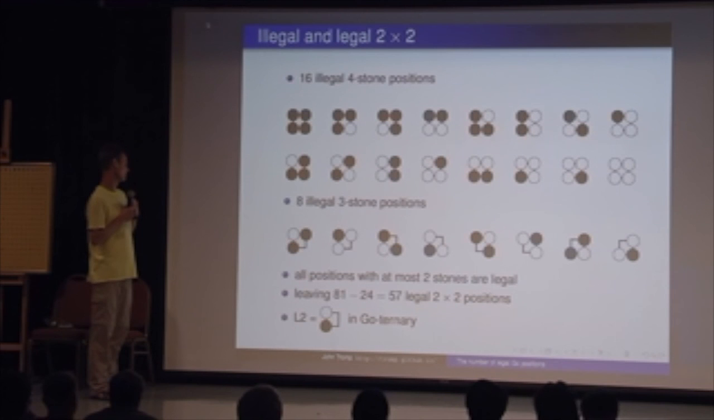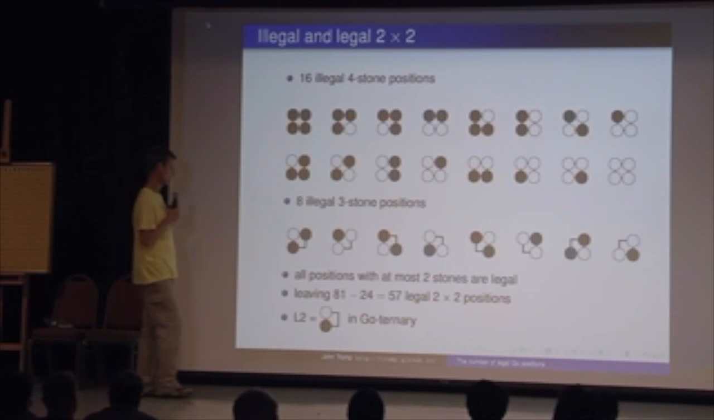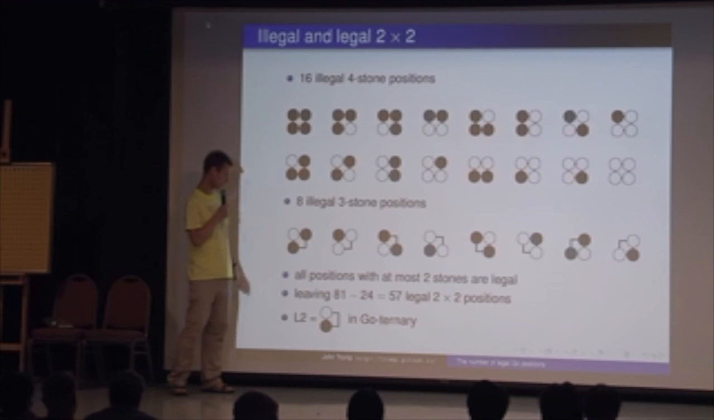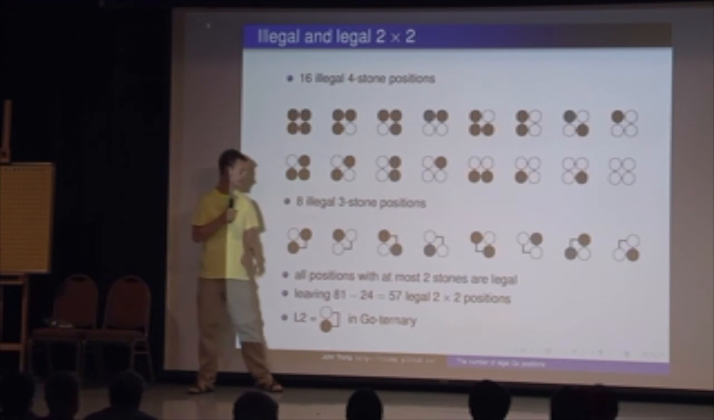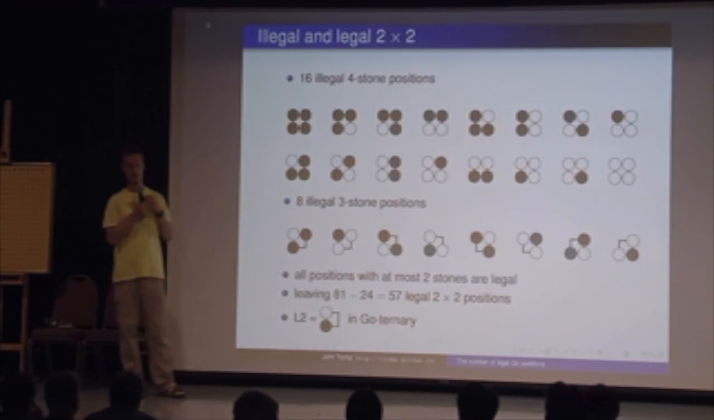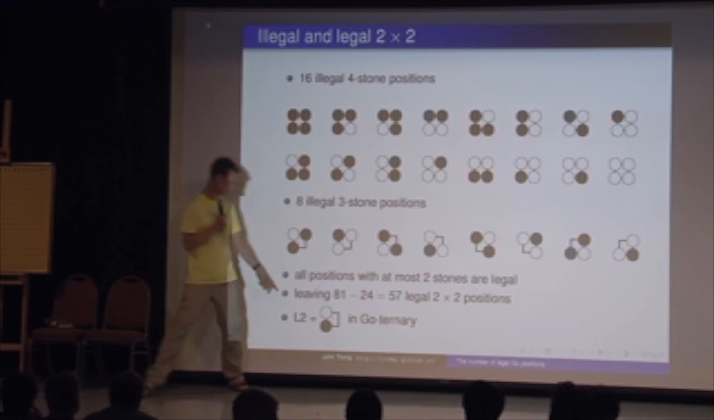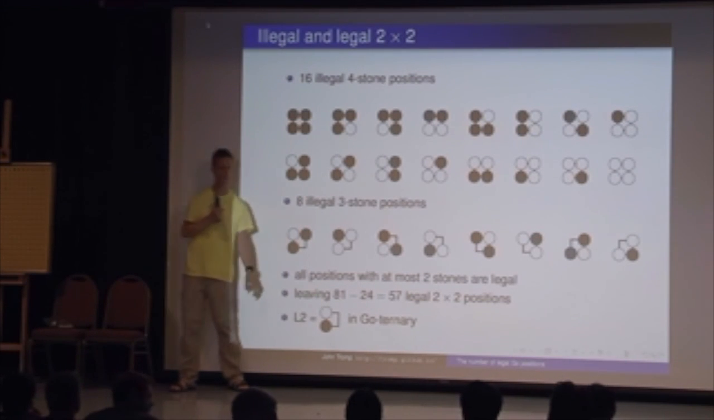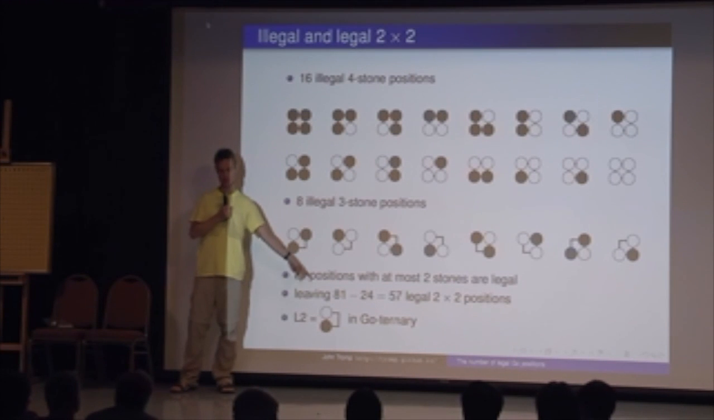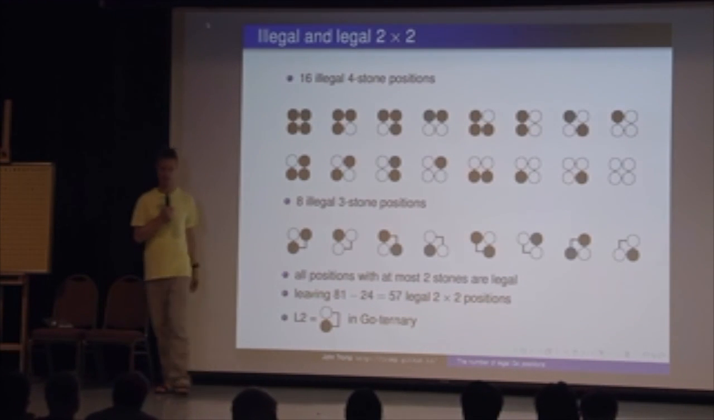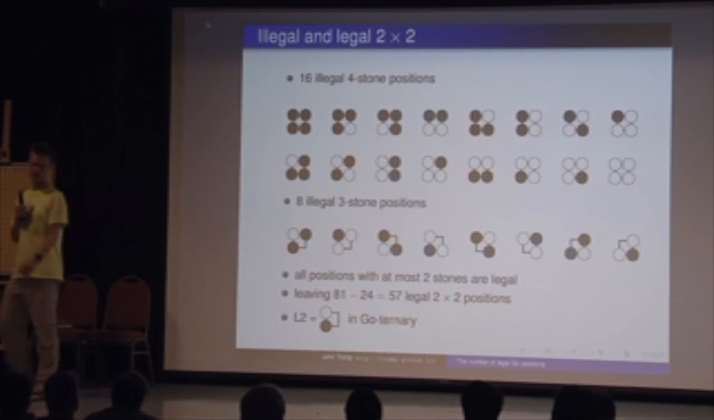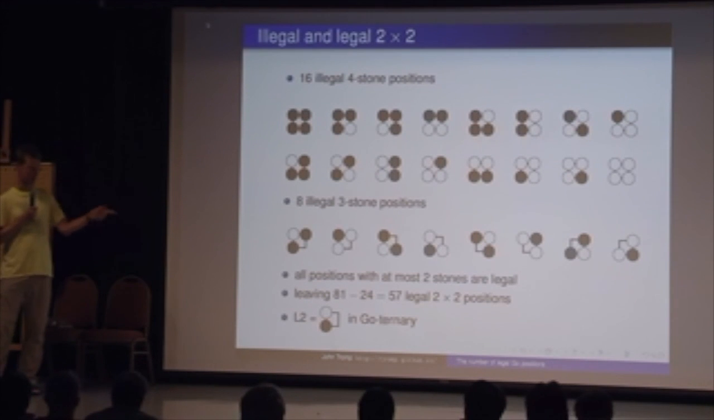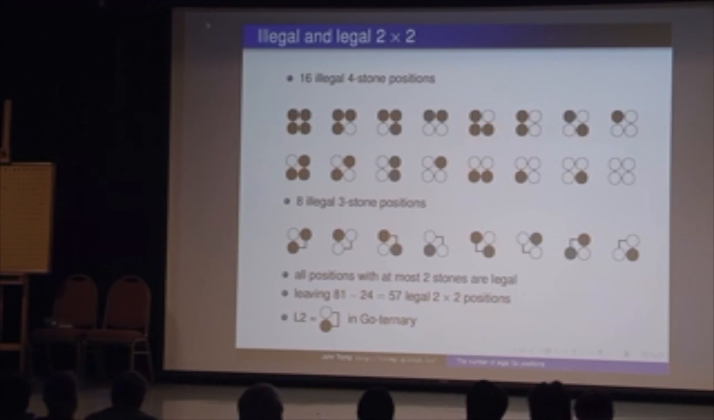Any other position with 3 stones is legal, and positions with at most 2 stones are legal. So in the end we're left with 3 to the power 4, 81, minus these 24, equals 57 legal 2 by 2 positions. So we say L2 equals that position, which is just the number 57 written in Go ternary. And it happens to be legal, which is awesome. Of course, for 2 by 2, most positions are legal, so there was a good chance that the number of legal positions itself is legal.